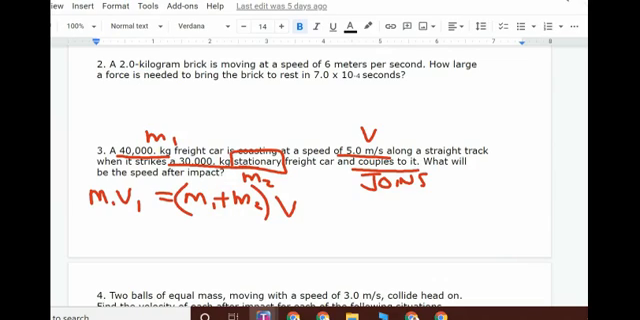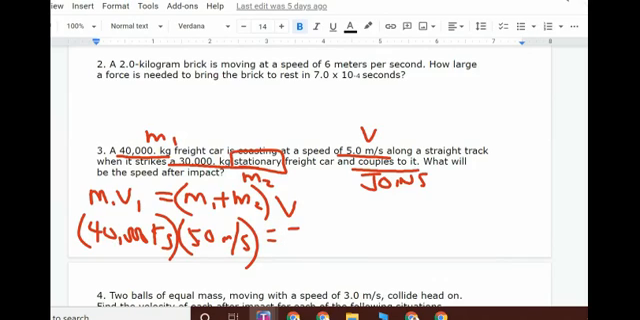This is pretty straightforward, isn't it? You've got 40,000 kilograms times 5.0 meters per second. You've got to get this one every time. Then they join to become 70,000 kilograms with the new velocity. Multiply these two numbers and divide by 70,000. I think our smallest number of significant digits is 2, so bring it down to 2. Did you get 2.9 meters per second? Yeah, that's kind of basic, right? That's an inelastic collision because they join.